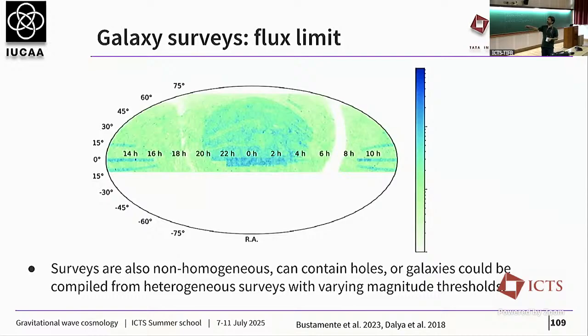There was some other survey which was quite uniform. But then you try to use the deeper data wherever it is possible, because if you have more galaxies, you get a better prior. So you use the deeper data, right? And so it's basically this kind of a mess.